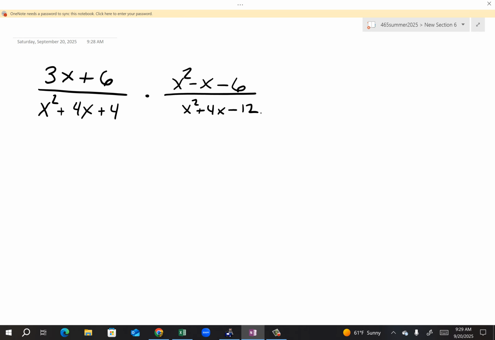Okay, here we go. Let's do some factoring. These guys have a 3 in common. You can factor it out. That's hot. These guys are x plus 2, x plus 2. Remember, when you're done, go back and check.